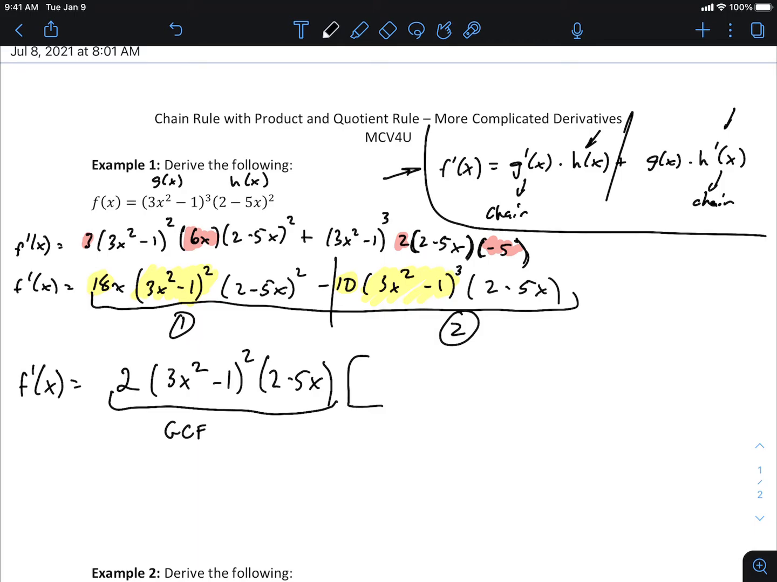Well, if I divided 18 by 2, that's going to leave me with a 9x. I removed both of the squares, so that's going to be taken away. And I removed one of the 2 minus 5x's, right? So I'm going to have 9x times 2 minus 5x. And then I'm going to subtract off 5, right? Because the 2, when I remove the 2 from the 10, I get 5. And then it looks like I've removed 2 of the 3x squared minus 1s, okay? And then I removed 1. I only had 1, so that takes care of that. So here's your final answer.